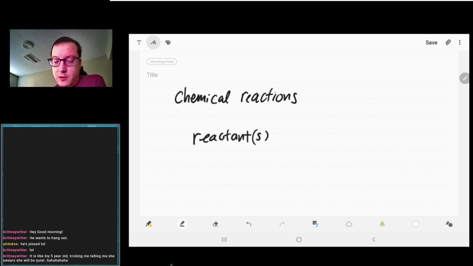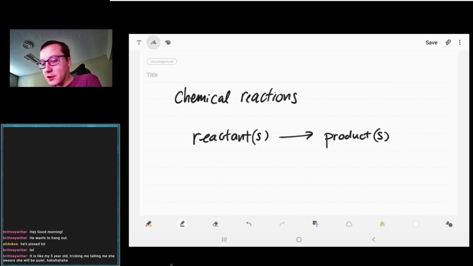You'll have your reactant or reactants turning into your product or your products. Whichever, you can have multiple of either one. You could have two reactants becoming one product, two reactants becoming three products, one reactant becoming three products. I mean, there's no limit in that regard. So you can have whatever your reactants are turning into products.